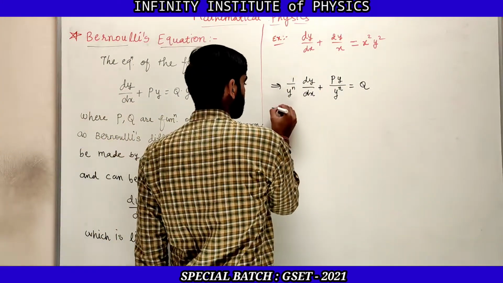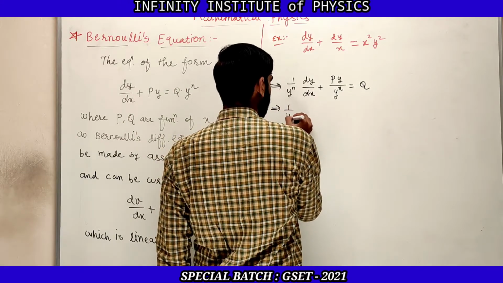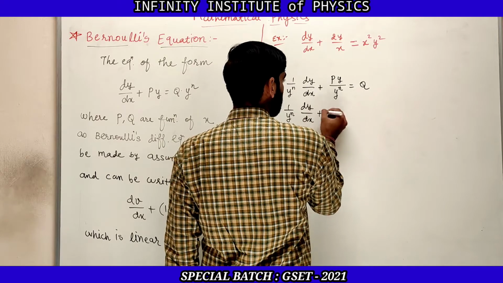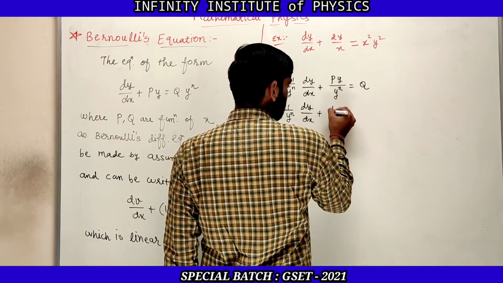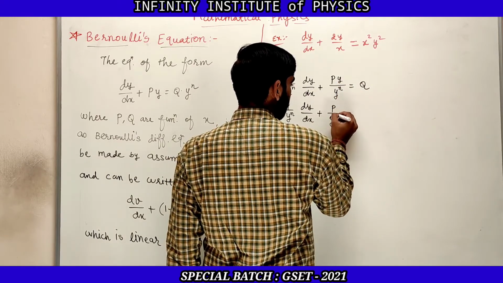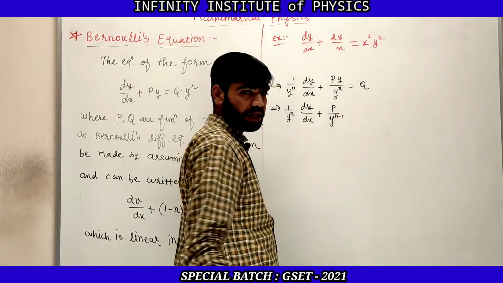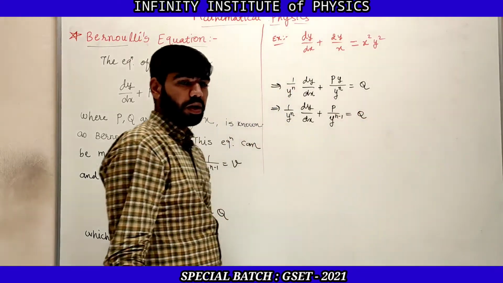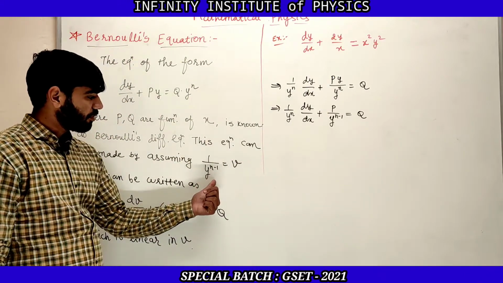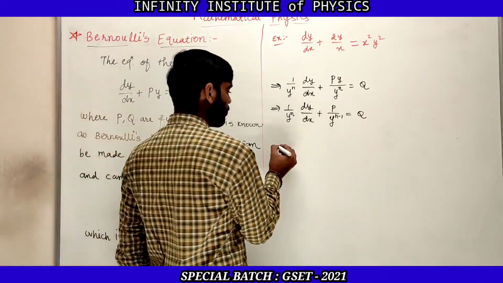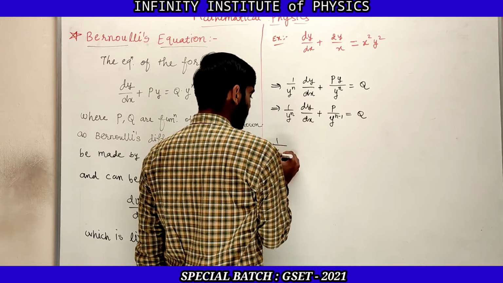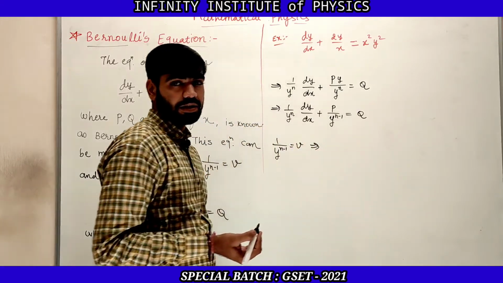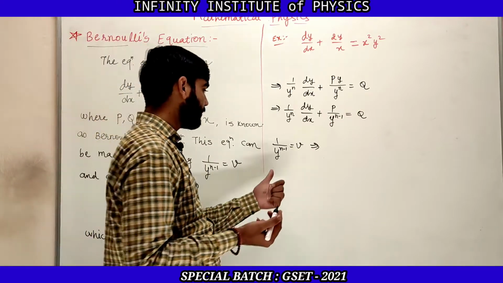So now this is 1 upon y raised to n dy by dx plus 1 y will cancel out, so it is p into y, p upon y raised to n minus 1, which is equal to q. Now let us assume that 1 upon y raised to n minus 1 is equal to v. Now let us take differentiation with respect to x on both the sides.